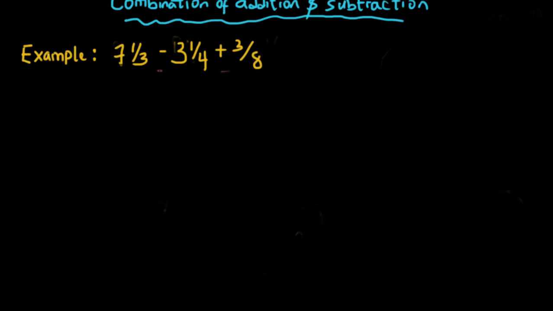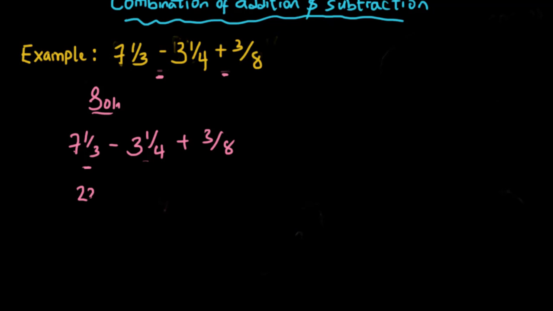So in this case also we have minus and plus. So we just solve. So we have 7 whole number 1 over 3 minus 3 whole number 1 over 4 plus 3 over 8. Now remember, the first thing to do is to turn this mixed fraction to improper fraction. So we have 3 times 7 is 21. 21 plus 1 is 22 over 3. Minus 4 times 3 is 12. Plus 1 is 13 over 4. Plus 3 over 8.